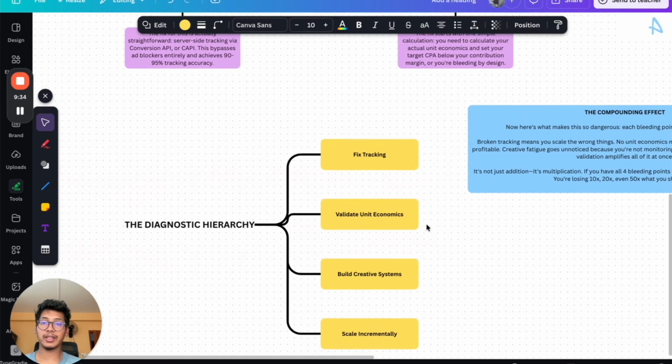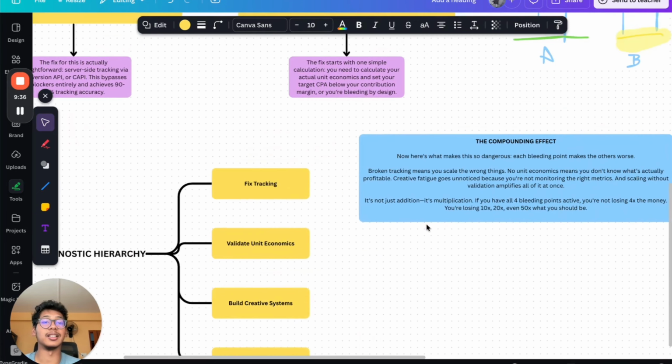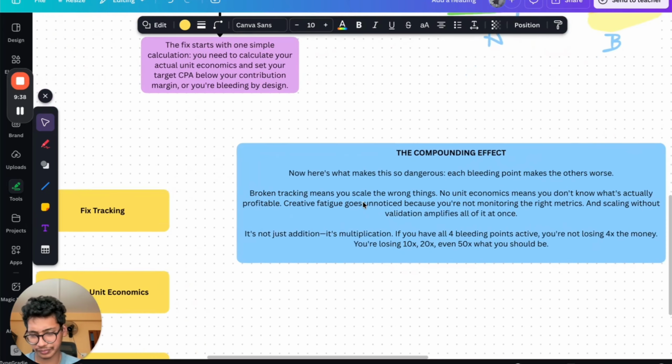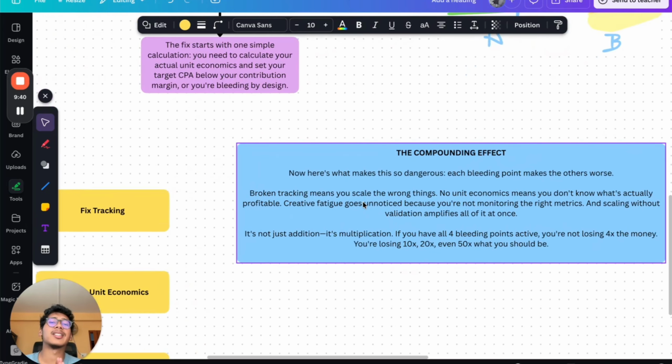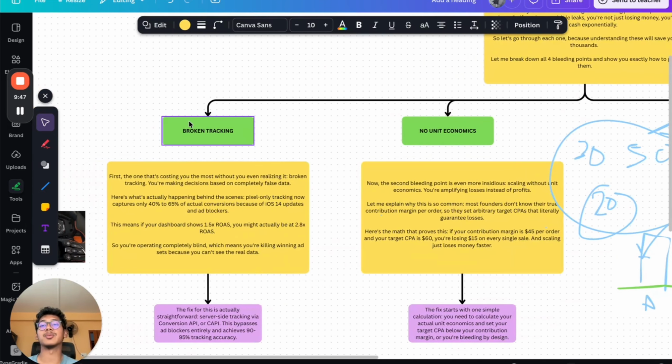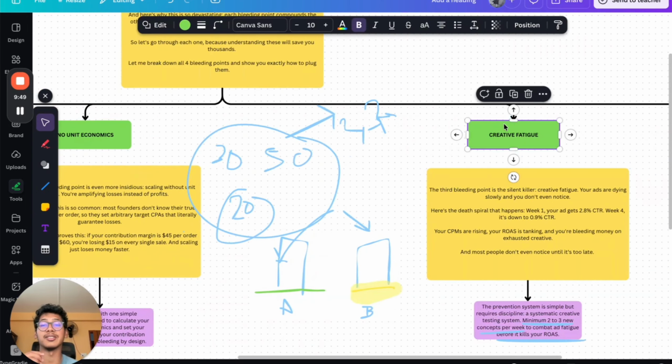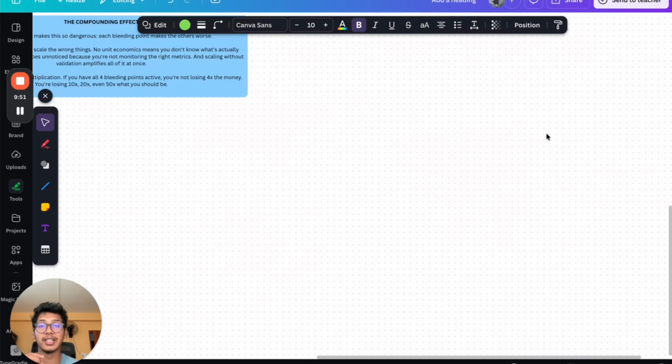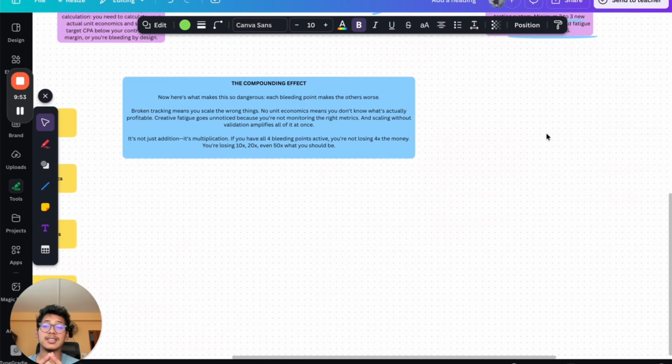So here's the compounding effect. Here's what makes this so dangerous: each bleeding point makes the other worse. This one makes this worse, and this one makes this worse. Every single one of these is a compound structure.